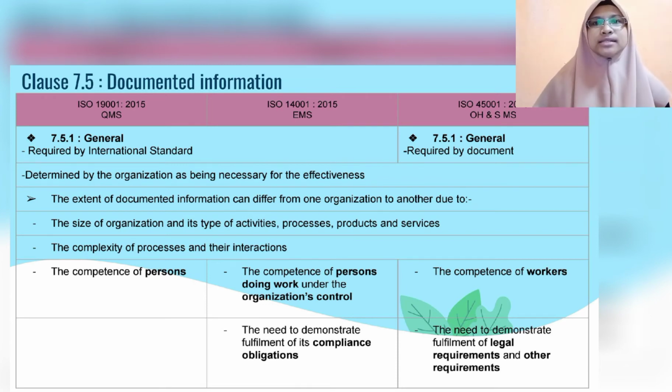And for the QMS, the competence of person. For the EMS, the competence of person who work under the organization's control and the needs to demonstrate fulfillment of compliance obligation. And for the OHS, the competence of worker, the needs to demonstrate fulfillment of legal requirements and other requirements.